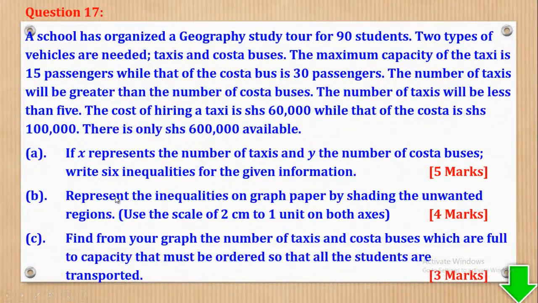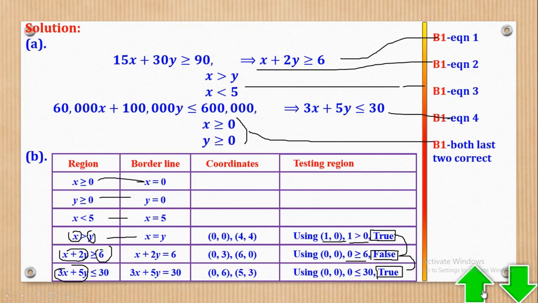So that was part B, where they wanted us to represent the inequalities on a graph paper and shade the unwanted regions. Now we shall go to part C, which says: find from your graph the number of taxis and coaster buses which are full to capacity that must be ordered so that all the students are transported. So we are going to look for those points in the feasible region.